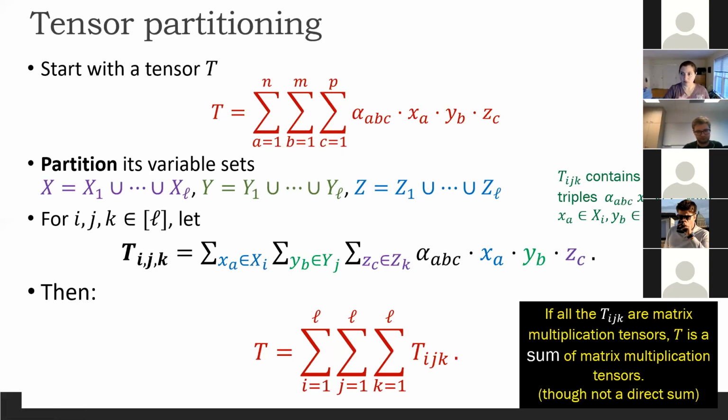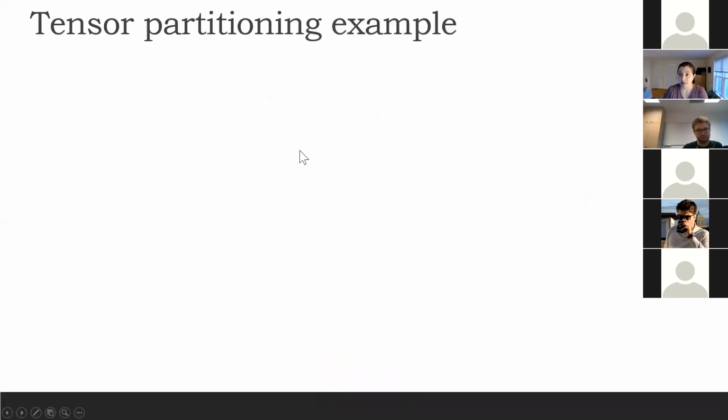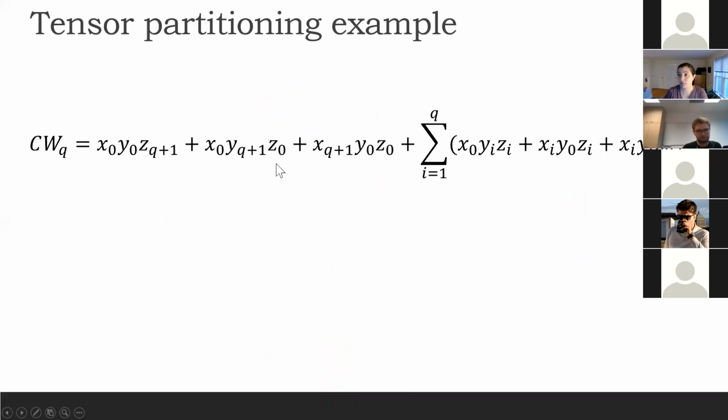And it turns out that for some interesting tensors, you can do this nicely. Okay, so here's an example. This is the Coppersmith-Winograd tensor. It's parameterized by some value q, and q is usually 5 or 6, depending on which algorithm you use. And it looks like this.